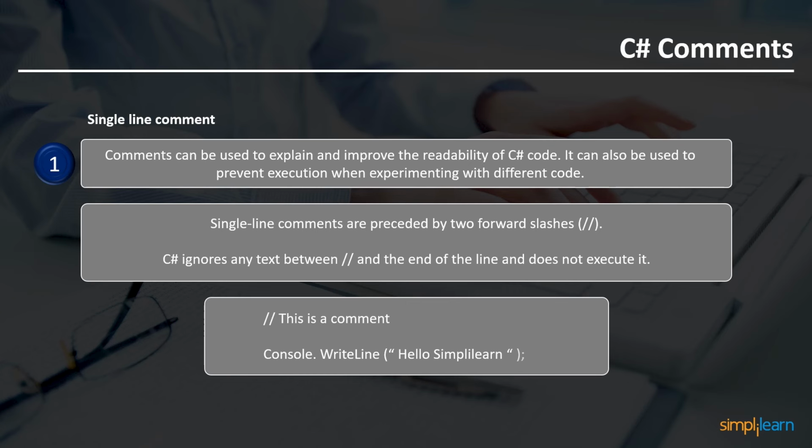The first one is the single line comment, and single line comments are preceded by 2 forward slashes. C# ignores any text between 2 forward slashes and the end of the line, and does not execute it. You can see this is a comment, and it is preceded by 2 forward slashes. This particular statement will be ignored by C#.